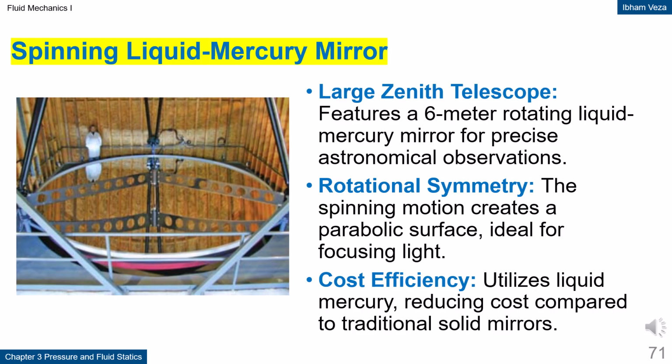Spinning liquid mercury mirror. This telescope mirror uses rotating liquid mercury to form a very precise parabolic surface. This parabolic shape is ideal for focusing starlight. By exploiting the natural behavior of rotating fluids, manufacturing costs can be reduced. This system shows a direct application of fluid mechanics in astronomy. Simple physical principles can produce very advanced technology.